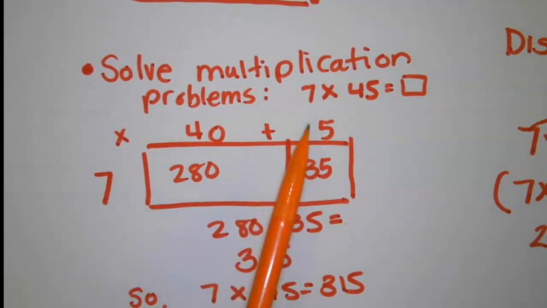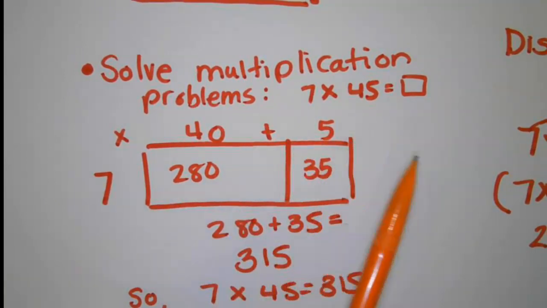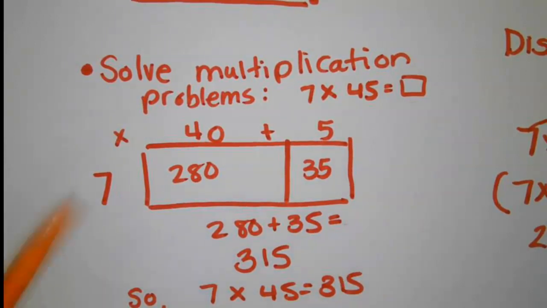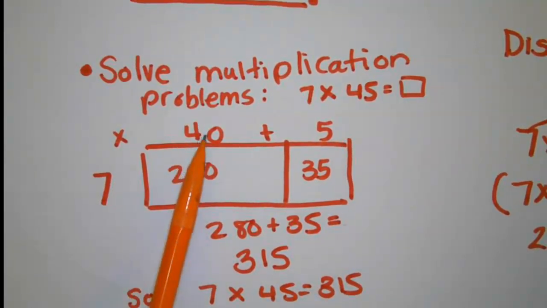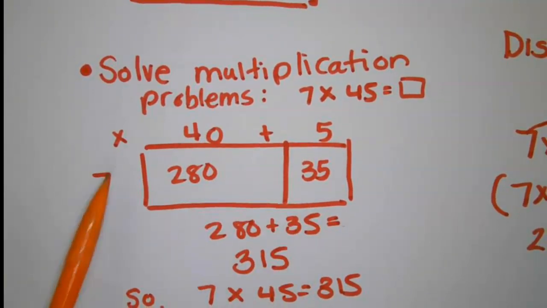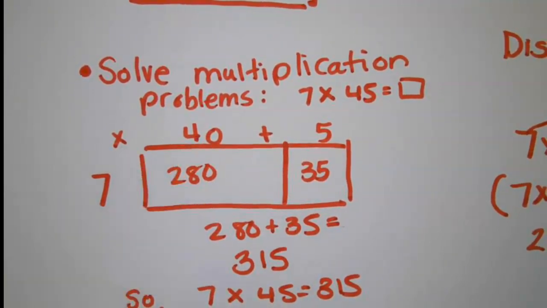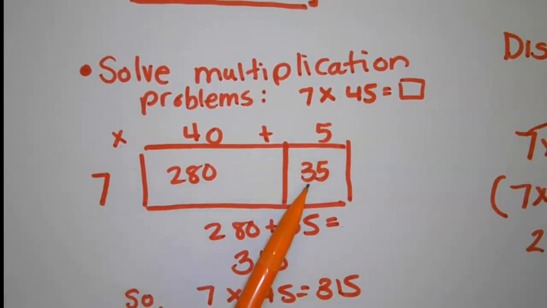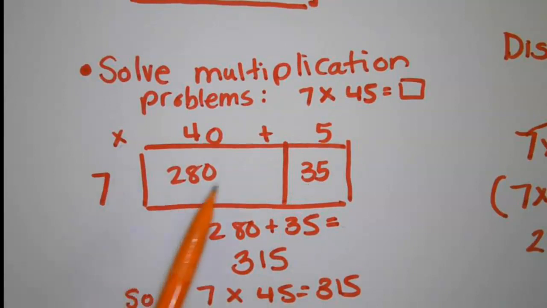If we were going to solve a problem like 7 times 45 equals a product, we expanded 45 into 40 plus 5 because that was easier to multiply by. The 7 times the 40 is 280, and then the 7 times the 5 is 35. And then we added these two together to give us 315.